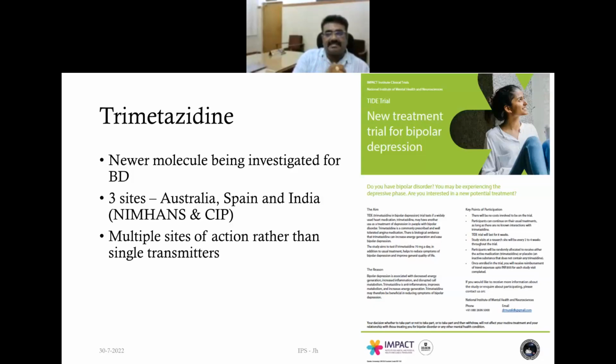But trimetazidine is something that, again, the reason is that we have earlier discussed that the number of treatment options that are available for bipolar depression are very limited. And if the patient doesn't respond, you exhaust your options very fast. So there is a need for looking at newer drugs and newer targets of action, which would give us more molecules available in our armamentarium to treat bipolar depression.